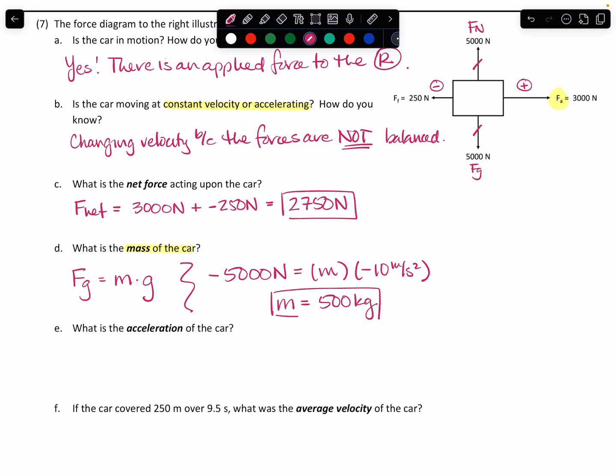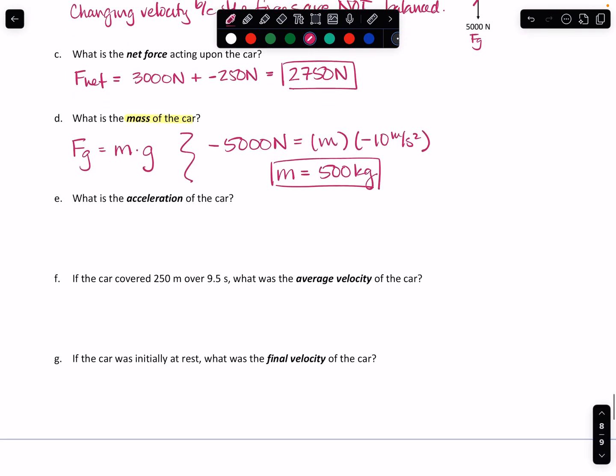When you're working these problems, if you're given a free body force diagram with Fg labeled, then you can figure out the mass of the object. Particularly if we're on Earth, it's pretty straightforward, just divide by 10. But no matter where you are in the universe, you just divide by the gravitational pull, and that's going to give you that mass.